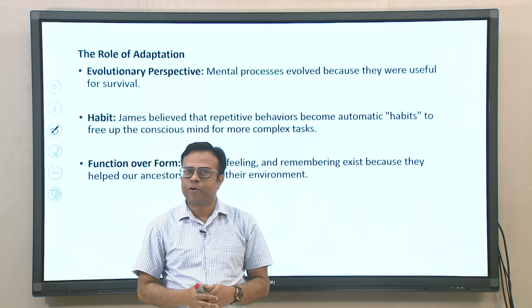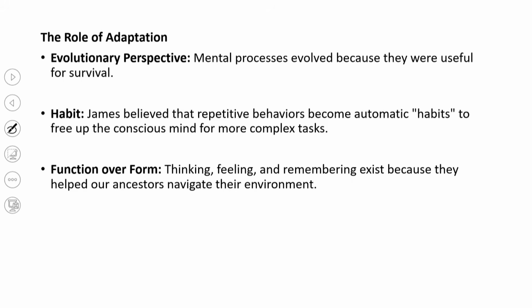So, adaptation was very important. The function of mind is to adapt to different environmental circumstances. Mental processes evolve because they are useful in survival. So, that is a very evolutionary explanation. James believed that repetitive behavior became automatic habits to free up the conscious mind for more complex tasks. That means a lot of behaviors become automatic and repetitive in the human mind simply because these are helpful.